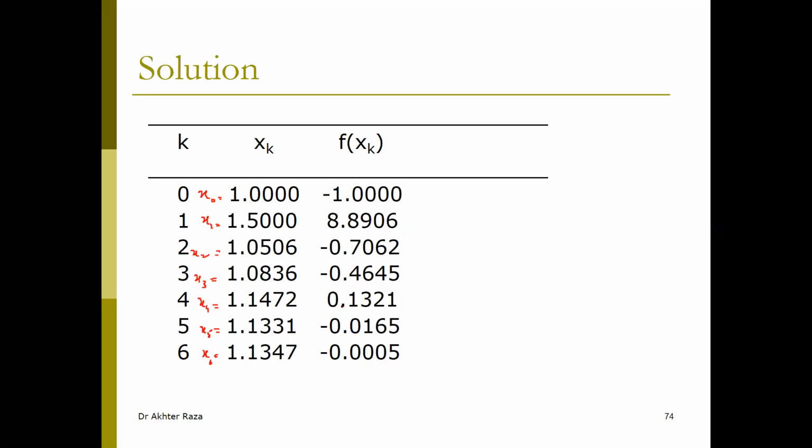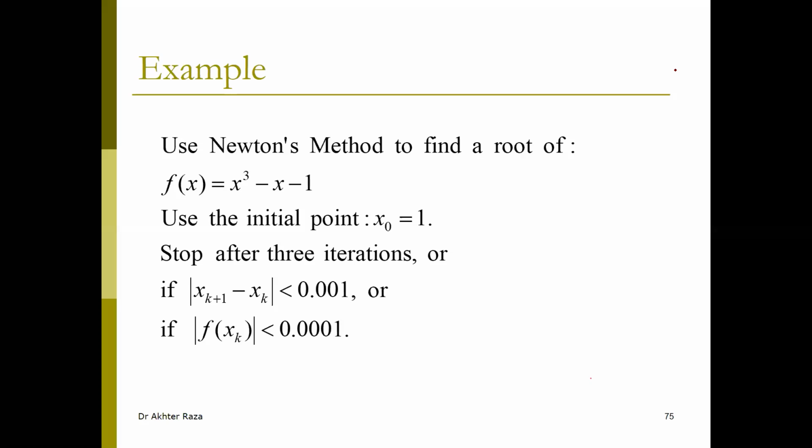Is the error reduced or increased? You can calculate the error by the difference of these two values, at every step. You can see if the error is reducing, it means we are converging. If the error is increasing, it means we are diverging.